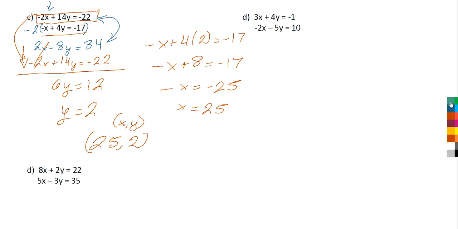All right, next one. If we take a look at D, notice none of these are direct multiples of the other.